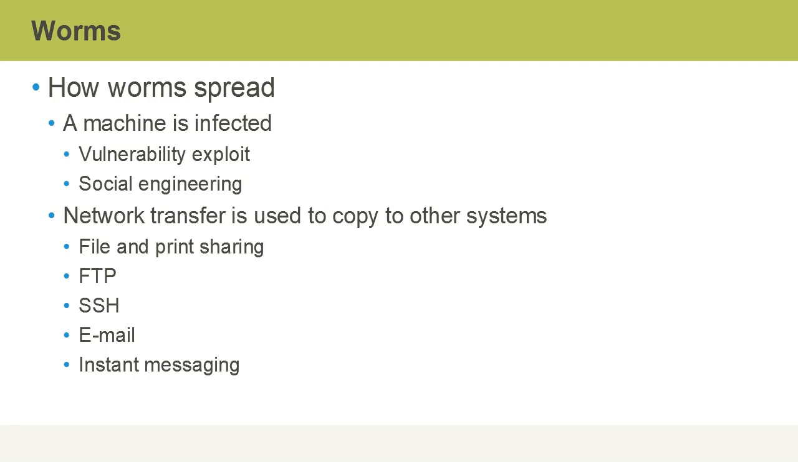So again, it's self-propagating. This can be done through file and print sharing over the network, FTP, the file transfer protocol, SSH or secure shell, which is used to remotely administer network devices like servers, routers, and switches over the network. It can be transferred through email and instant messaging. So basically, through many common communication techniques, is how worms can spread themselves.